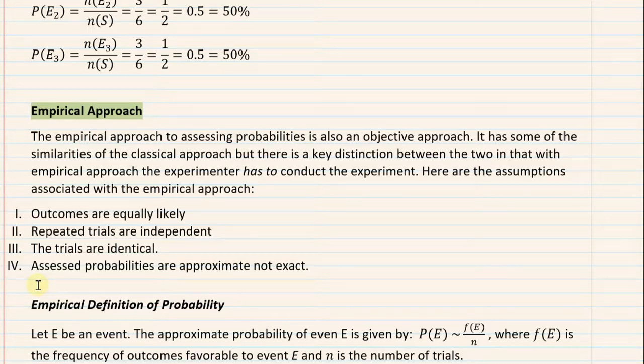One, the outcomes again are equally likely. So in this context, that means if outcomes are equally likely, any particular person is as equally likely to be selected in your sample as any other person. So there's no bias toward a particular person or subject being selected. And if we repeat the experiment, remember the trials must be independent.